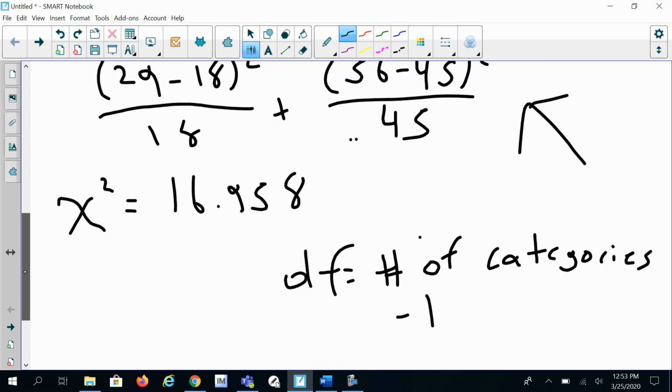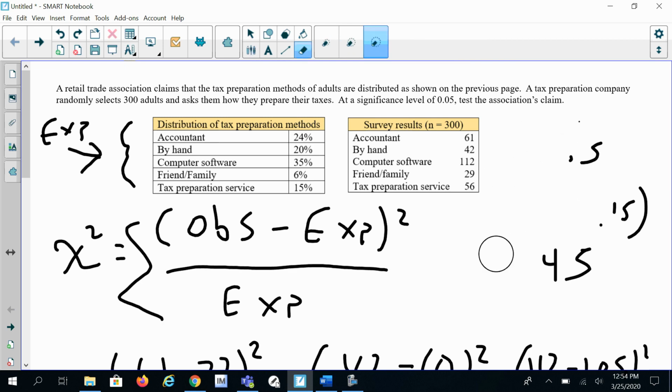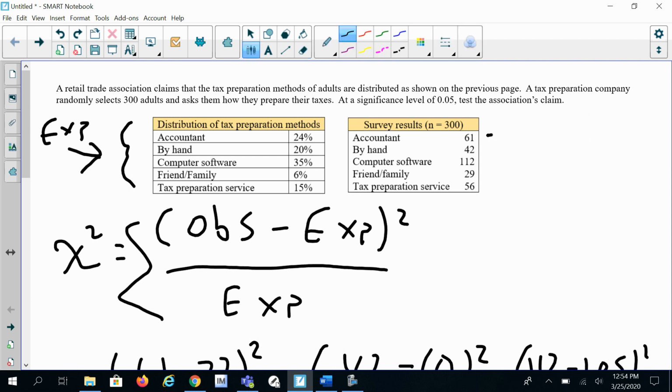So what does that mean by number of categories? So we go up here. Number of categories is how many actual classifications do you have? So let's see. You have 1, 2, 3, 4, 5. There are 5 different categories. You have accountant by hand, computer software, friend, family, tax preparation. So therefore, the df is going to be equal to 5 minus 1, which is 4. So we get 4 degrees of freedom. Do not do 300 minus 1. Your p-value will be way off. You have to do the number of categories minus 1.